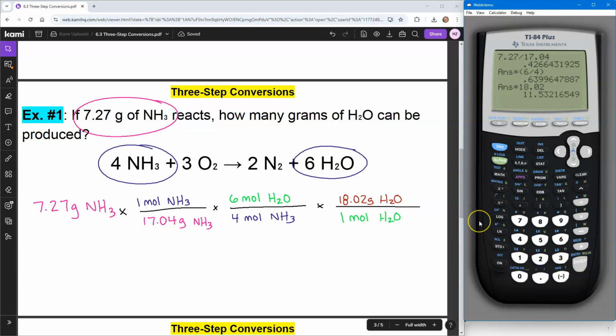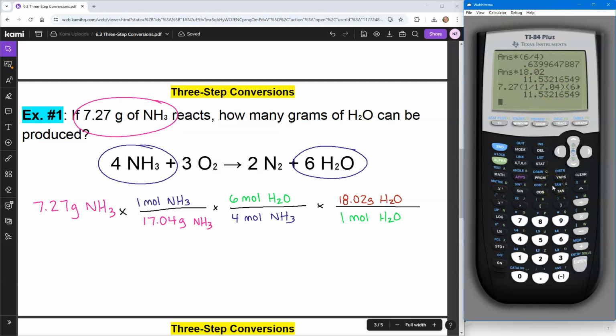Now, I can also put this in as one continuous multiplication problem. So I'm going to show you that it will also give you the same answer. So 7.27, I'm going to enter all three fractions. So 1 over 17.04, close that up. The next one is going to be 6 over 4, close that up. And then finally, 18.02 over 1. Okay, so notice I get the same answer here.